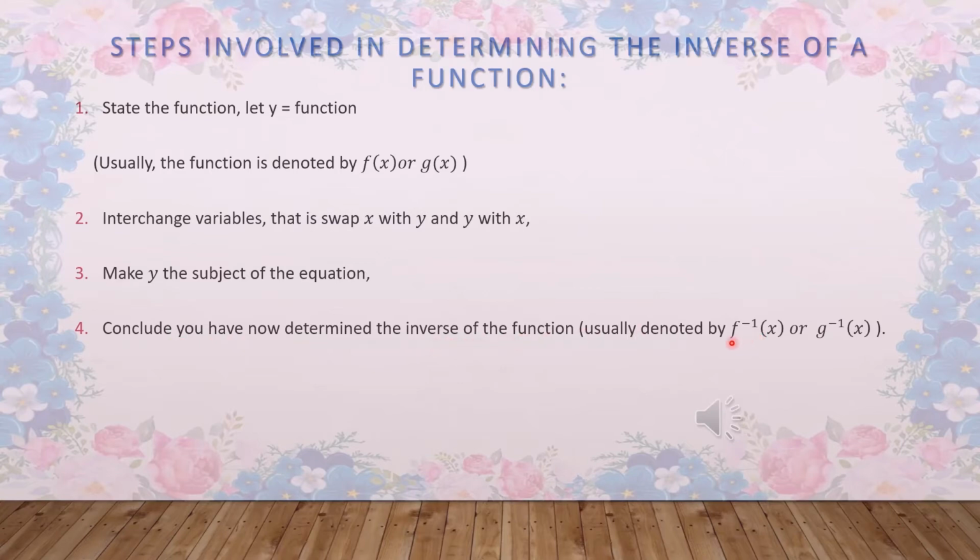Usually you use the notation f superscript -1 open bracket x close bracket. This notation is used to mean f inverse of x. Or if your problem started off with g of x, guess what? It will be g inverse of x, that is g superscript -1 x, or just simply g inverse x. And then from there, congratulations, you have just found the inverse of a function.